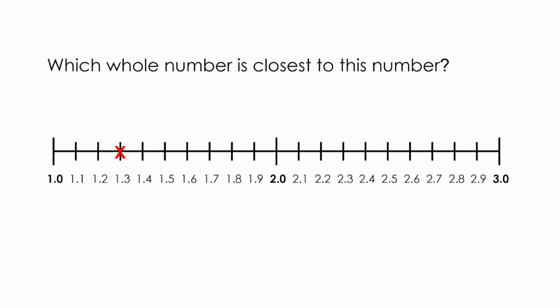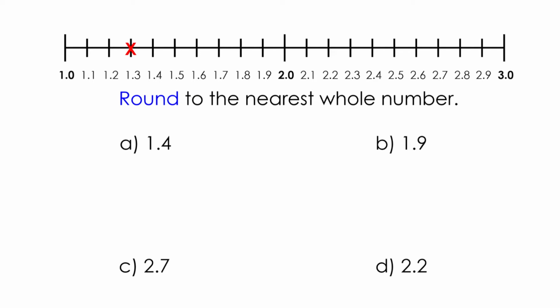Which whole number is closest to this number here? So it's 1.3 is the number in question. And as you can see here, the number that 1.3 is closest to is 1. It's not closer to 2. If you look at this number line here, this is obviously much closer to this. Okay, let's move on. Now we are going to do the same thing for these next few numbers.